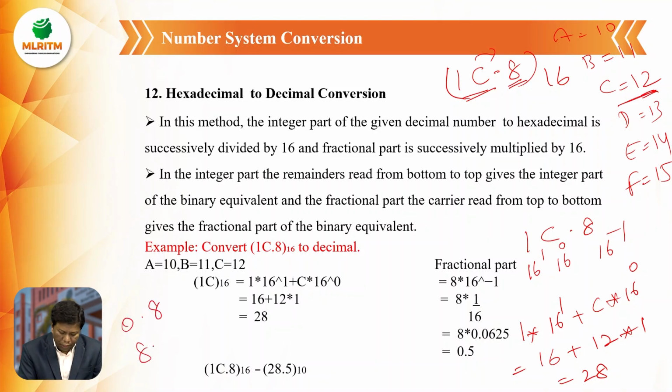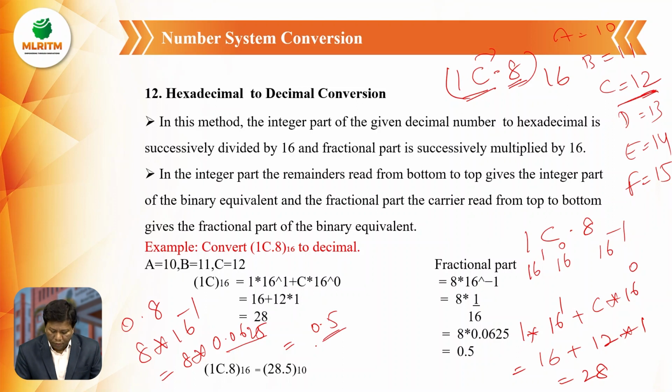8 into 16 power minus 1 is 8 into 0.0625. 16 power minus 1 is 1 by 16; if we divide 1 by 16, we get 0.0625. Then the final result you will get is 0.5. So the integer part is 28 and the fractional part is 0.5. This is the final result for decimal conversion.